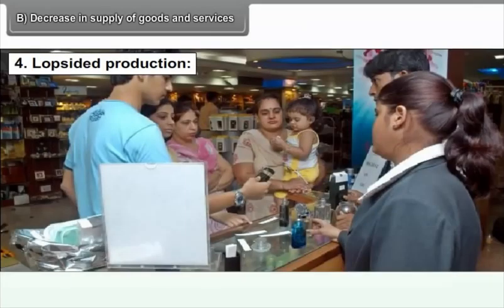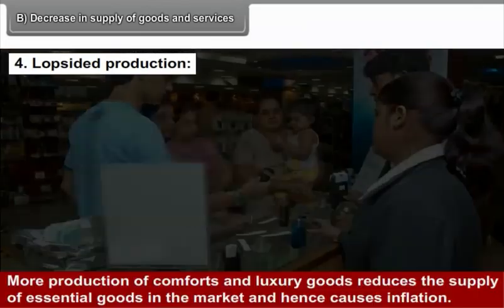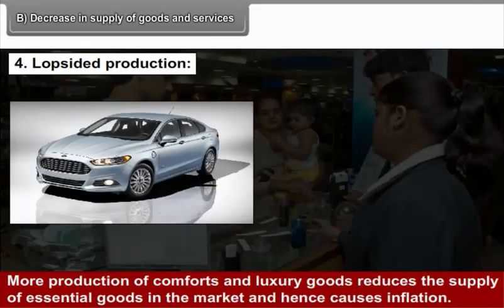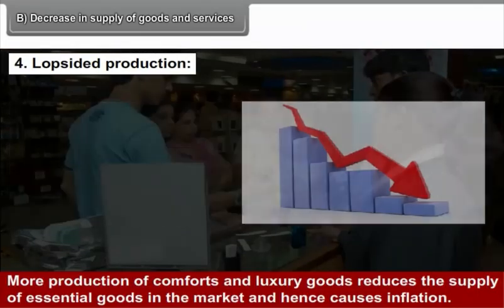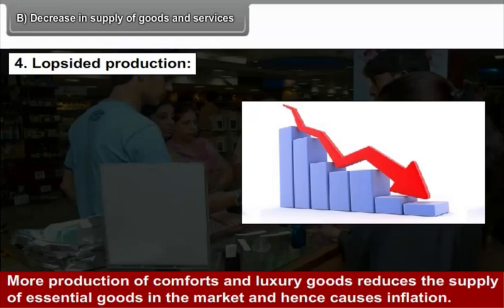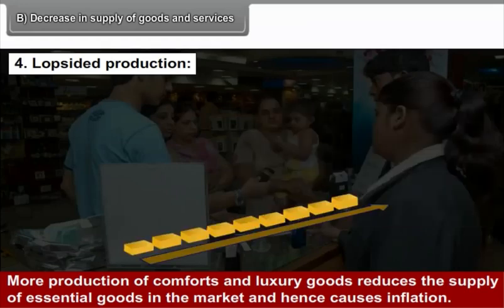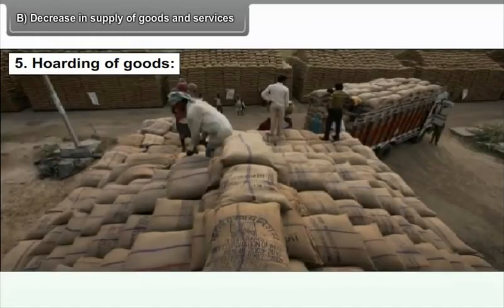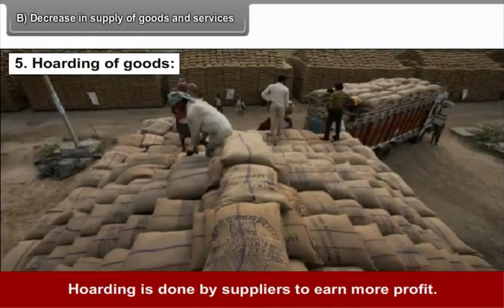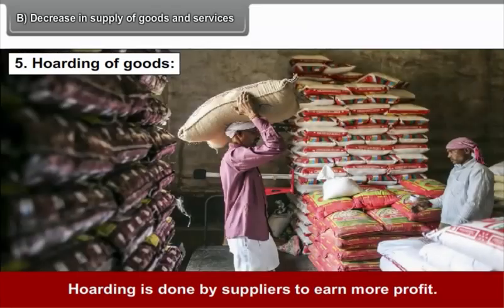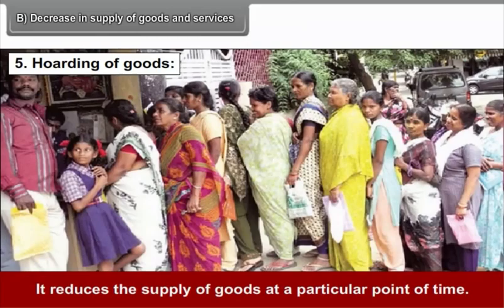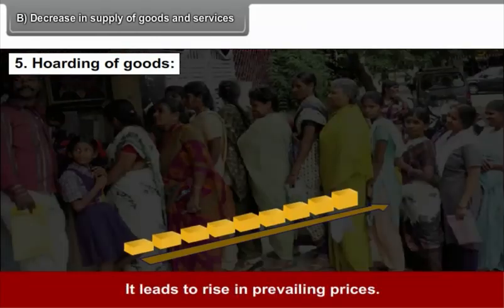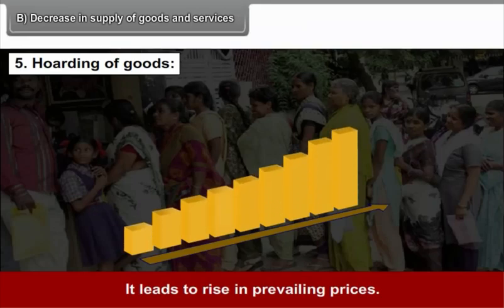4. Lopsided production. More production of comforts and luxury goods reduces the supply of essential goods in the market and hence causes inflation. 5. Hoarding of goods. Hoarding is done by suppliers to earn more profit. It reduces the supply of goods at a particular point of time. It leads to rise in prevailing prices.